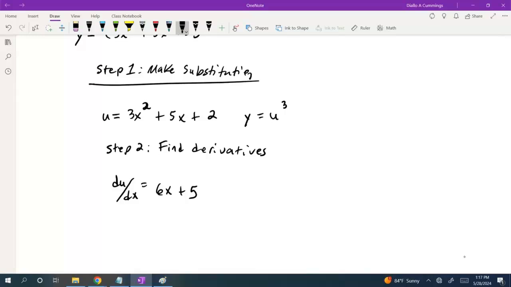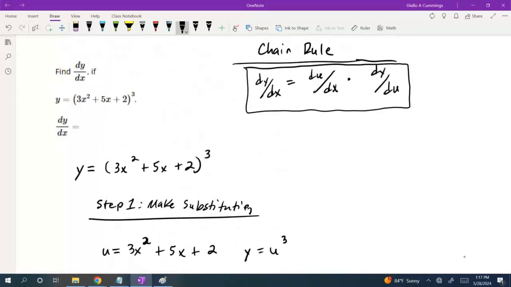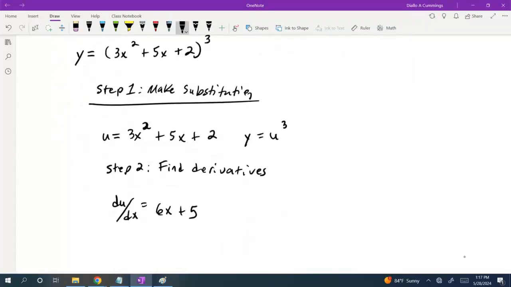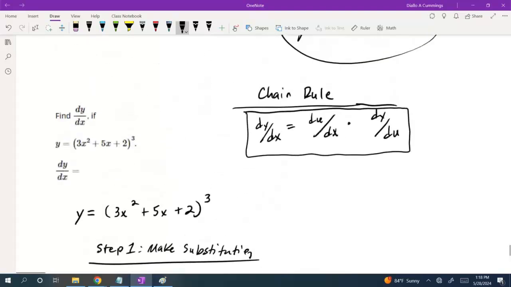So we found du dx, which is in our chain rule. Okay, now it really doesn't matter which one of these comes first because you're multiplying. So we found one piece of our chain rule. I'm now going to find the derivative for our second function, the derivative of y with respect to u. The derivative with respect to u for u to the third power is 3u squared. So we found dy du, which is another piece of our chain rule.